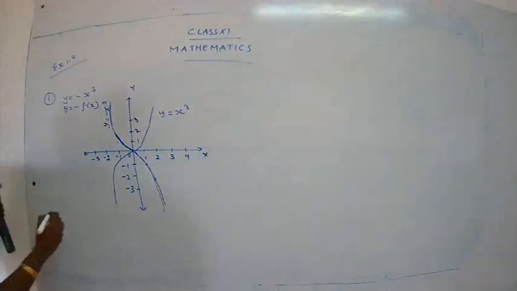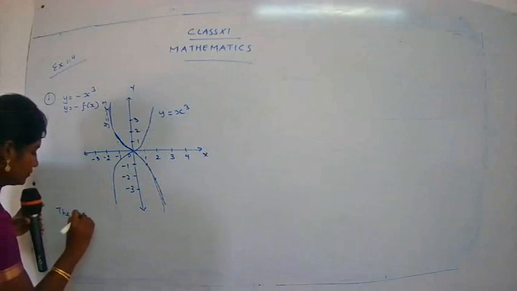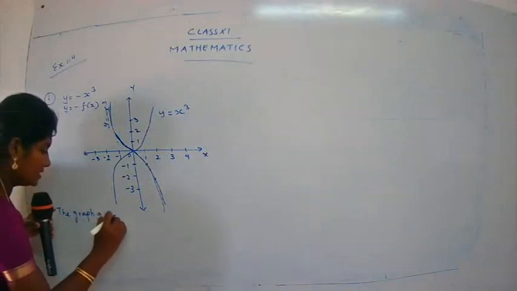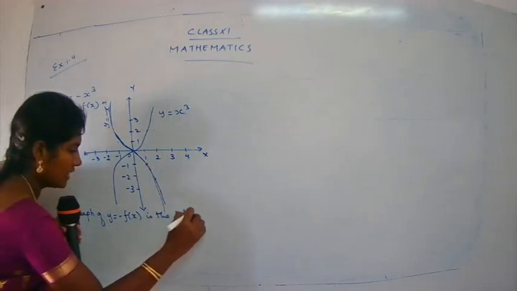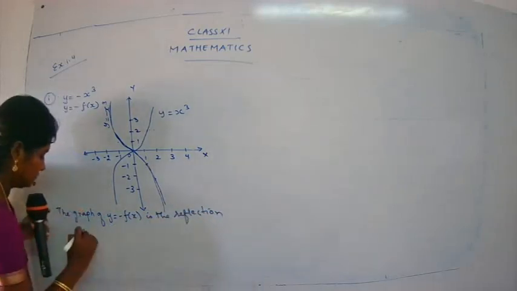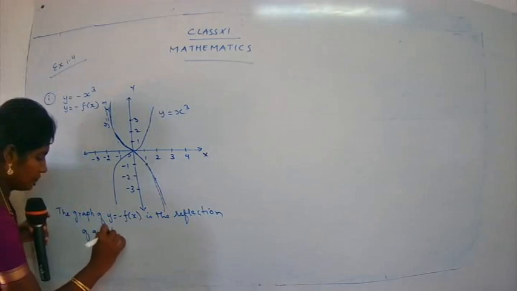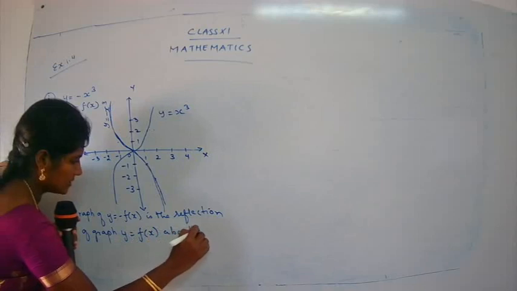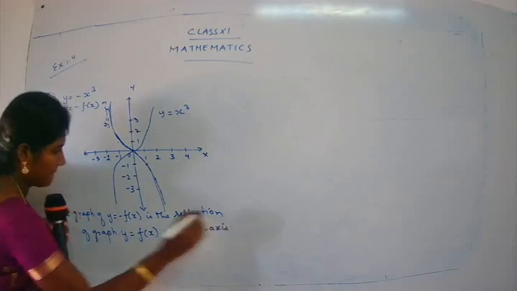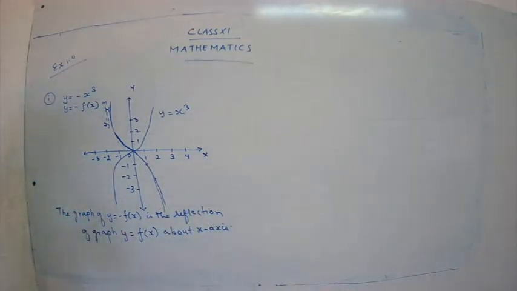So I'll write the statement here. The graph of y is equal to minus f of x is the reflection of the graph y is equal to f of x about the x-axis. I hope it's clear to you.